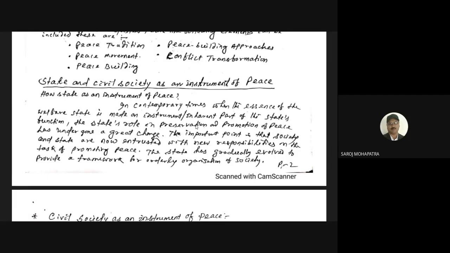Secondly, civil society as an instrument of peace. How? State and civil society together resolve conflict, and if peace is to come in society, it can come through these two. The civil society is an instrument of peace. Apart from the state, there are other institutions in society which also play a role in containing conflict and restoring peace. This set of institutions, sometimes a network of institutions, is called civil society.